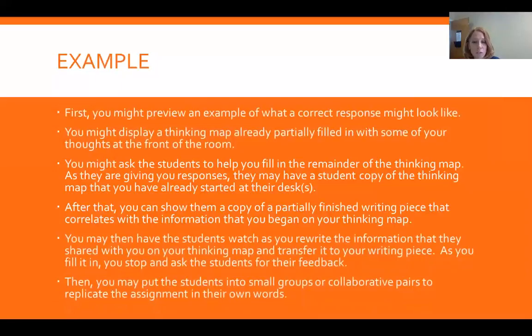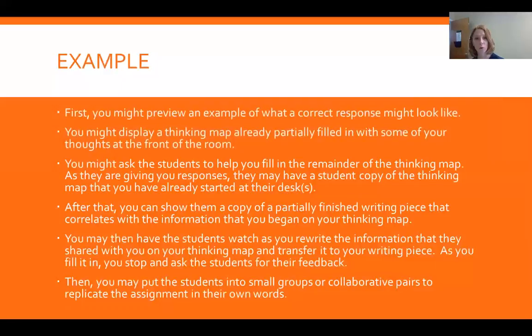Then you may have the students rewrite some of that information together with you. So you're doing some shared writing and helping them to begin to develop their writing structures or writing procedures. And then you might even end it off by putting them in small groups or collaborative pairs. Maybe you have some students who are working one-on-one or by themselves, and they can begin to replicate or do this assignment on their own.